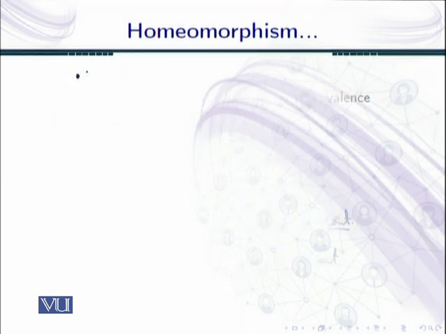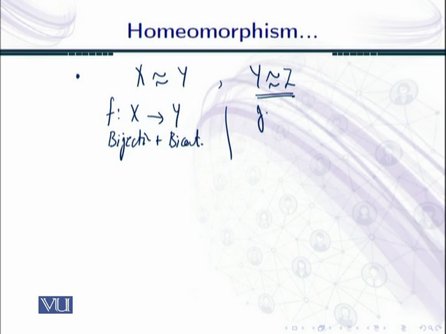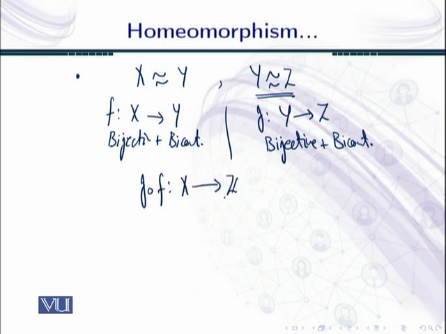Now the third one, transitivity. For transitivity, let we have three spaces. X is homomorphic to Y and Y is homomorphic to Z. If X is homomorphic to Y, it means that there exists a homomorphism f from X to Y that is bijective plus bicontinuous. And if Y is homomorphic to Z, it means that there exists some homomorphism g from Y to Z such that it is bijective plus bicontinuous. Now consider this map g o f from X to Z. I have to show that this map is bijective and bicontinuous.